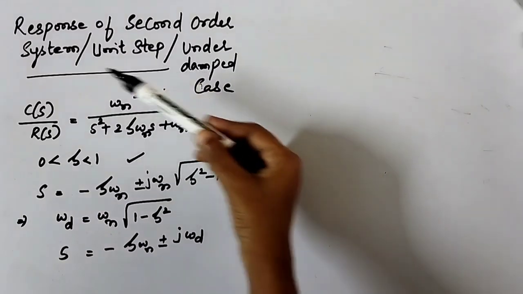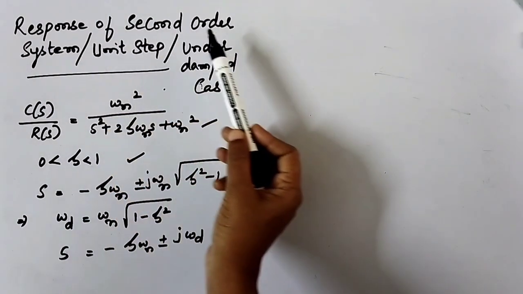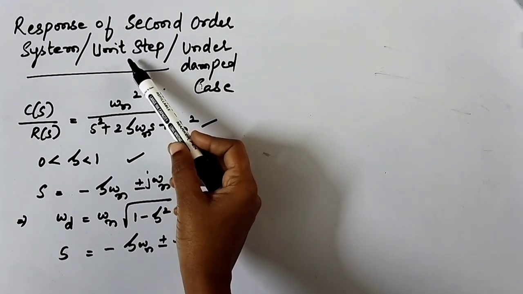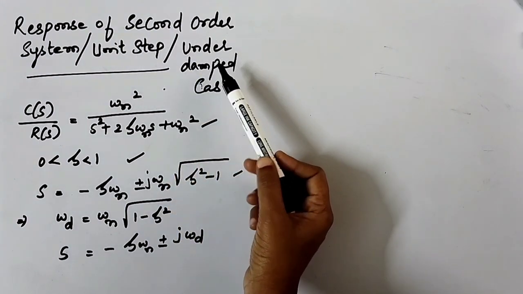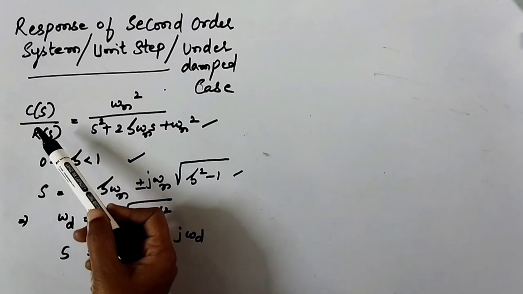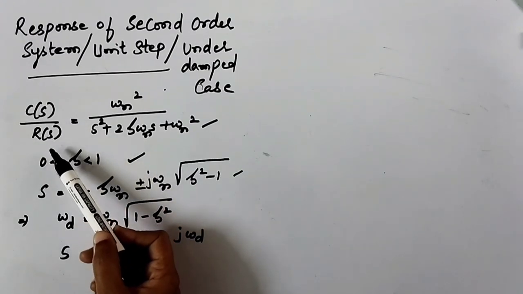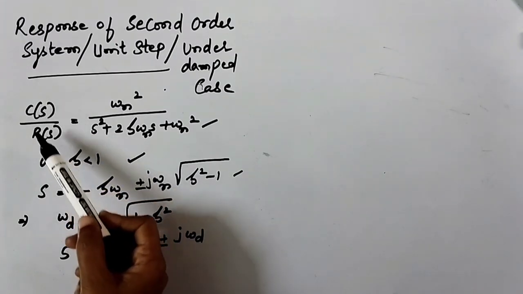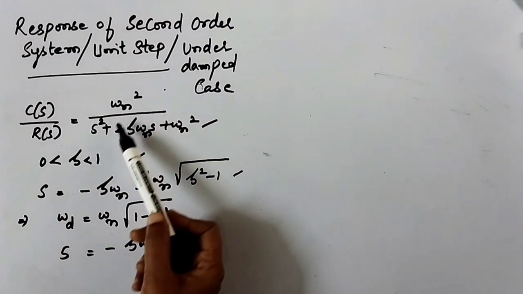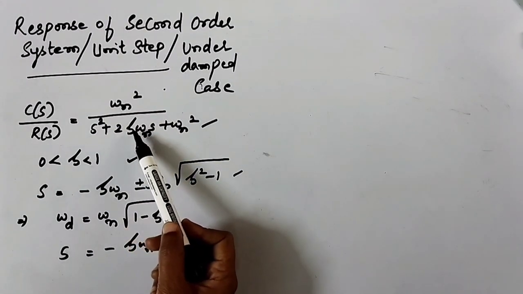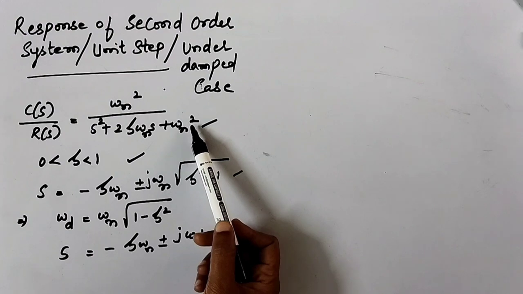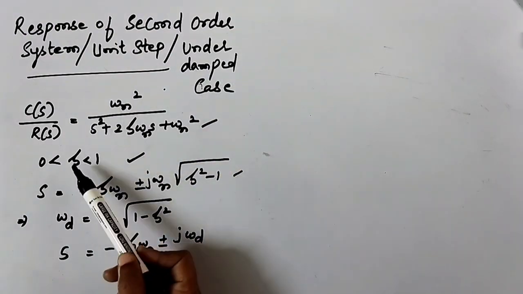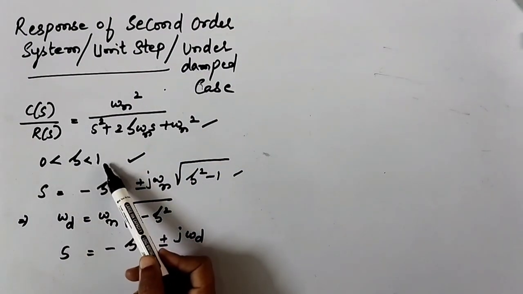Hello viewers, today we'll learn about the response of a second order system for a unit step input in the underdamped case. As we all know, the standard form of the closed loop transfer function of a second order system is C(s)/R(s) = omega n square by s square plus 2 zeta omega n s plus omega n square. And for an underdamped case, zeta is in between 0 and 1.